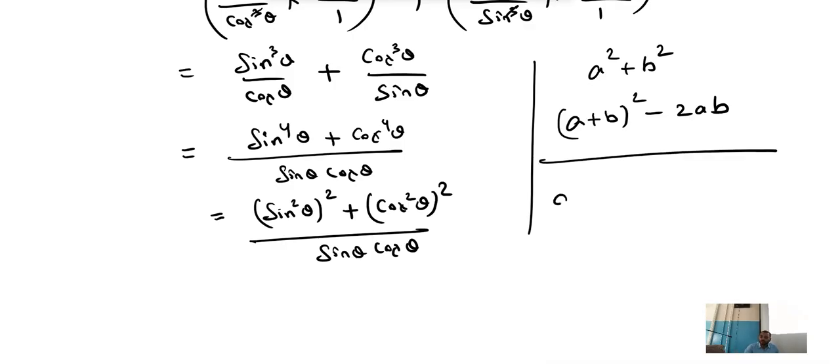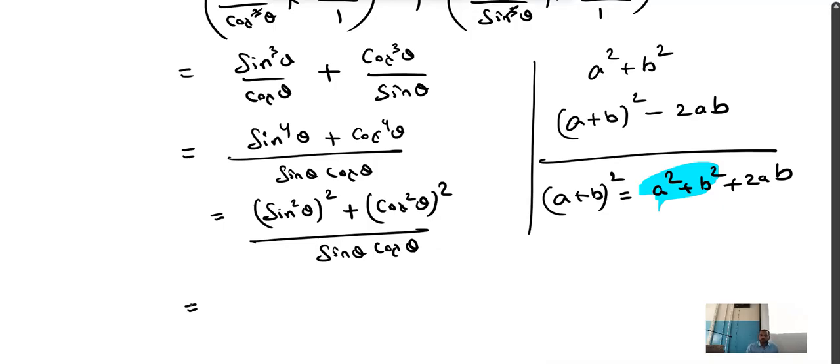We know that (a plus b) whole square is a square plus b square plus 2ab. Now keep a square plus b square on one side. Then what happens? (a plus b) whole square, plus 2ab comes to the other side as minus 2ab. We have done this step in the previous class. A square plus b square. Remember in polynomials?